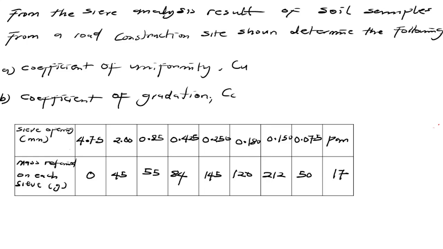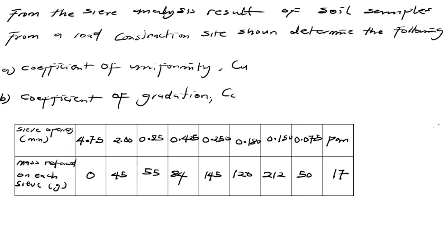Welcome. The question before us says, from the sieve analysis result of soil samples from a road construction site shown, determine the following. A. Coefficient of uniformity. B. Coefficient of gradation, or also sometimes called the coefficient of curvature.